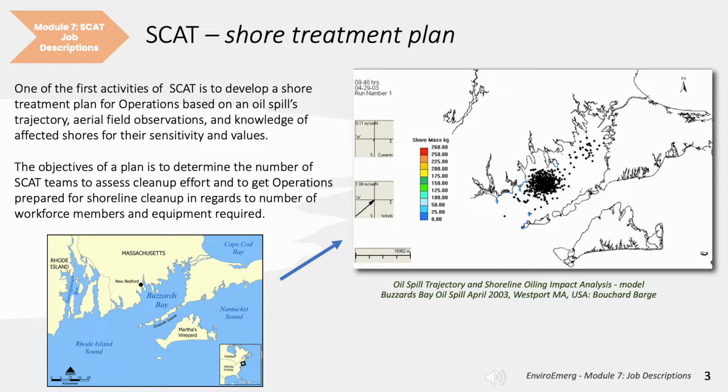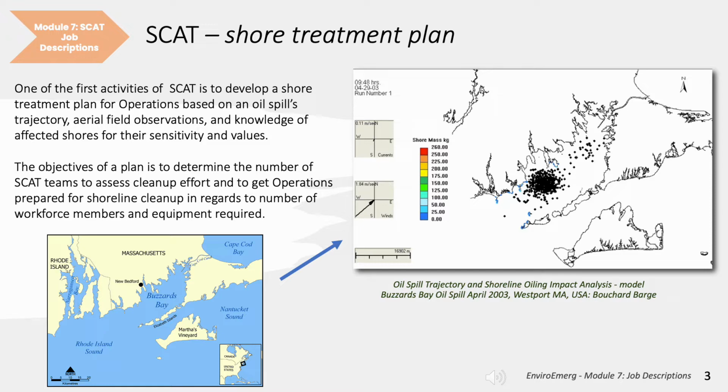As emphasized several times, it's important for SCAT to get ahead of operations and then to guide them. One of the ways is to develop a generic shoreline treatment plan. This generic plan is based on computer-based oil spill trajectory analysis followed by aerial observations to help paint the big picture to capture unified command and operations attention towards establishing a shore protection program that includes SCAT.